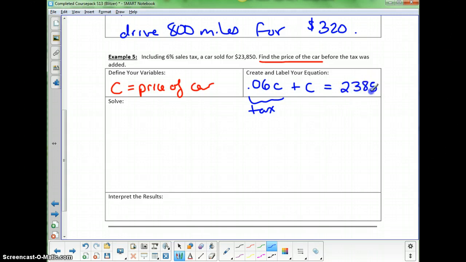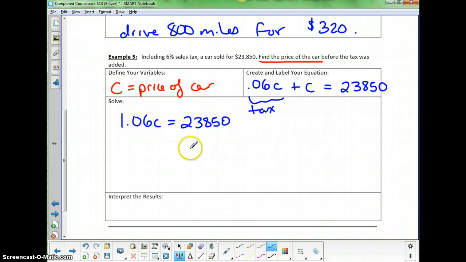So we're using our knowledge of percentages from the last section, what we know about tax. This is the original price of the car plus 6% times the car gives you the amount of tax you have to pay. So to solve this equation, 0.06c plus 1c would be 1.06c. Adding those two like terms equals the 23,850.